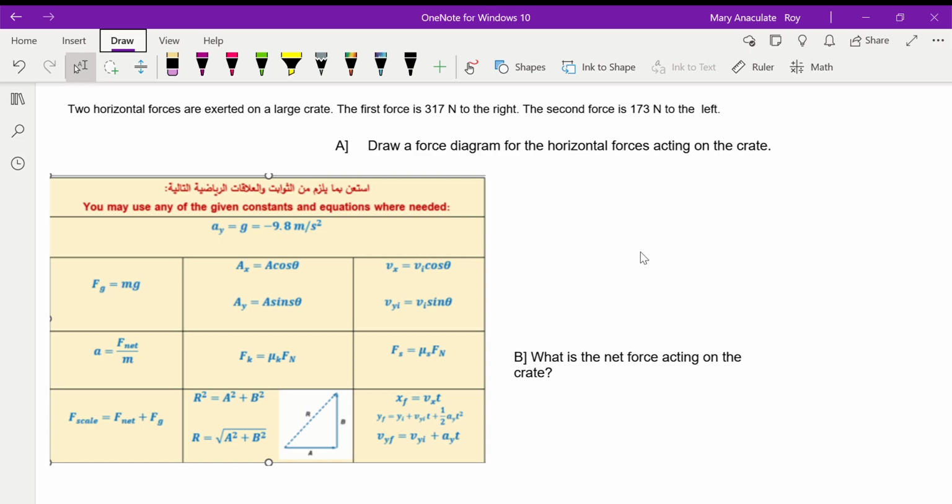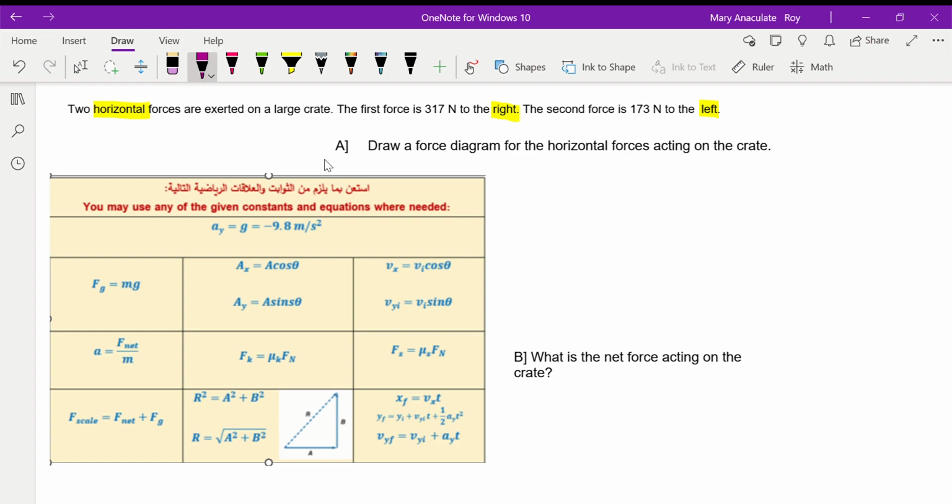Alright, let's see another question to draw and apply Newton's law as well. So the question says, there are two horizontal forces exerted on a large crate. The first force is 317 newtons to the right. And see the key word here, horizontal forces. And the second force is to the left. So keep all these points in mind while you're solving such questions, because you have to pay attention to that.